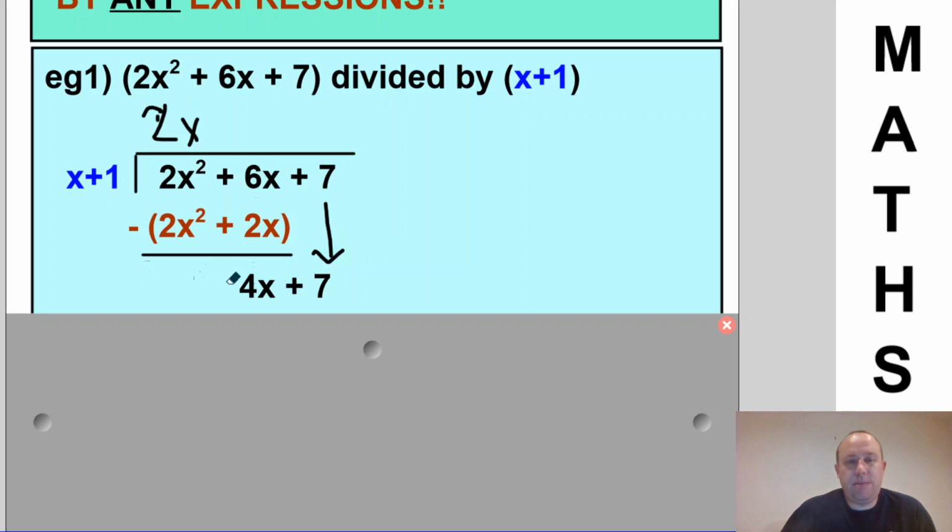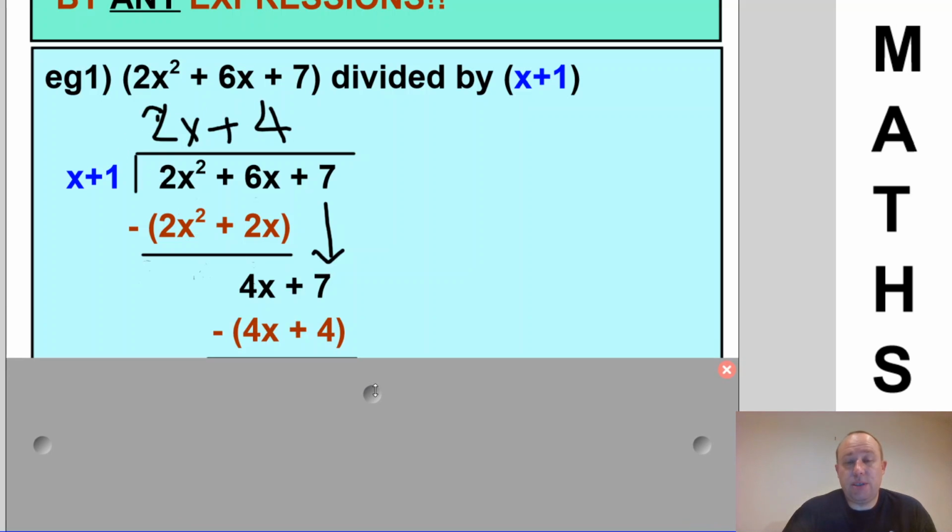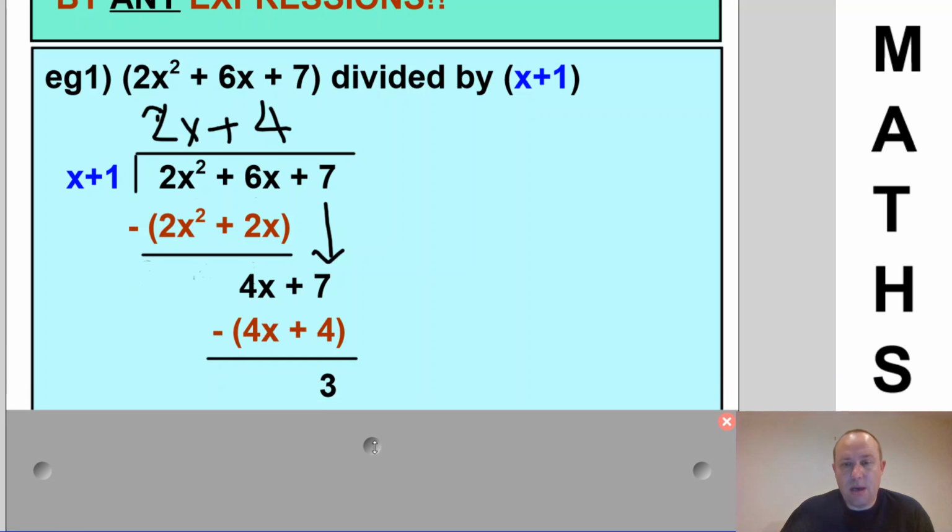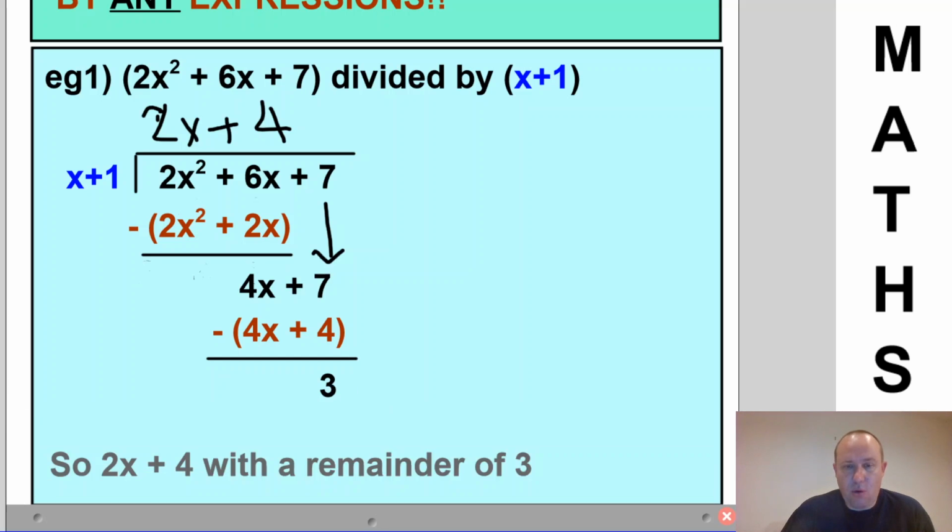So what do you times x by to get 4x? And then multiply back. 4 times x, 4 times 1. Same as before, subtract, and make sure you have parentheses around that answer. Notice those first terms cancel again, and 7 take away 4 is 3. So the answer to the question then is the quotient is 2x plus 4, and the remainder is 3.